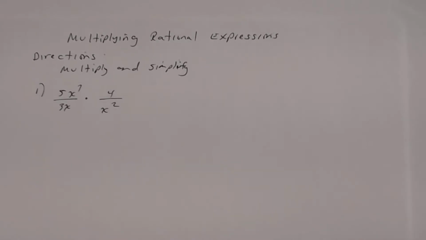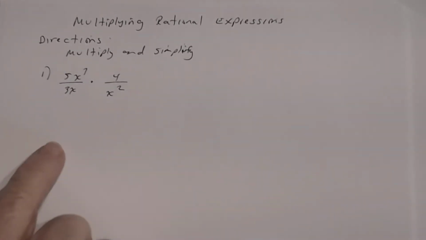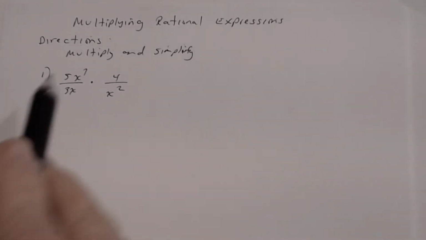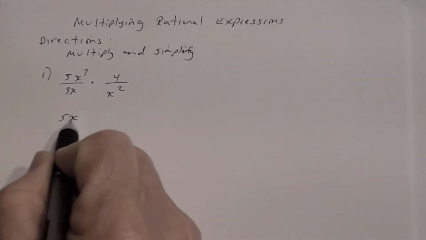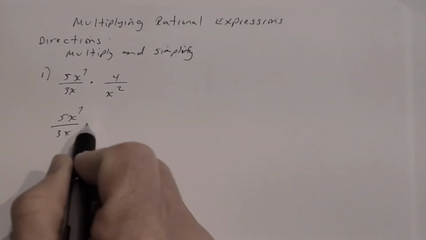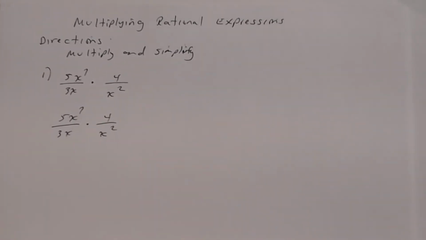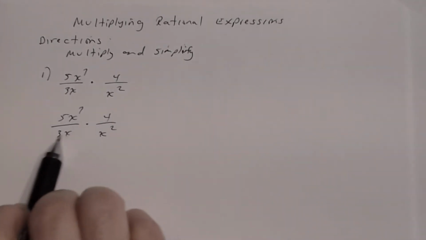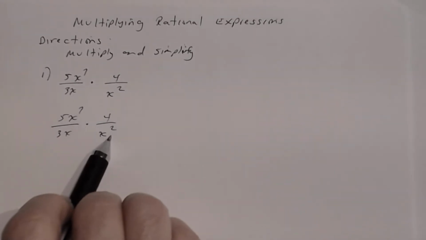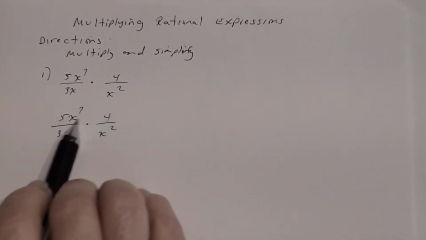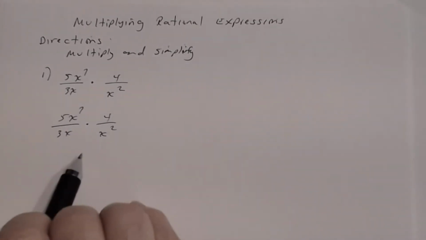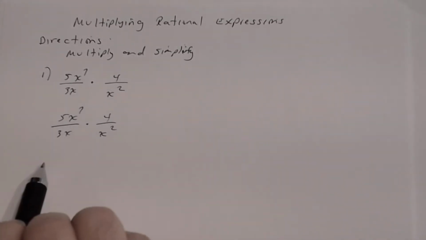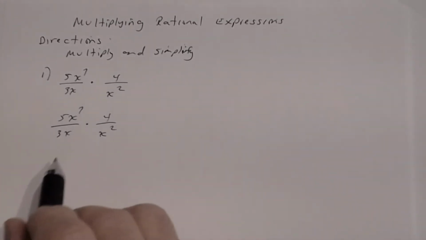One of the things you can do is reduce first, or simplify first, and then multiply. So I'm going to rewrite this over: 5x to the 7th divided by 3x, times 4 divided by x squared. If you look at the first factor, you see 5. Will 5 reduce with any factor in the denominator? No. The next factors are 7 factors of x. Will any of these reduce with any factors of x in the denominator? Sure, this one and this one as well, right?